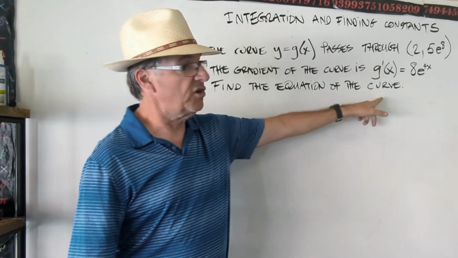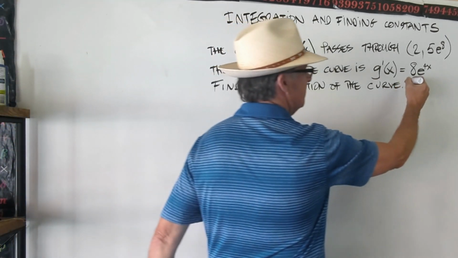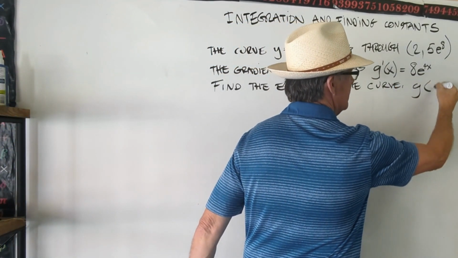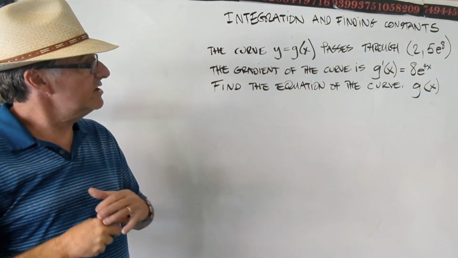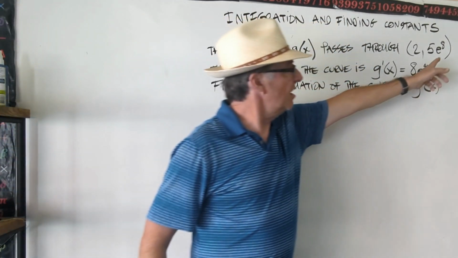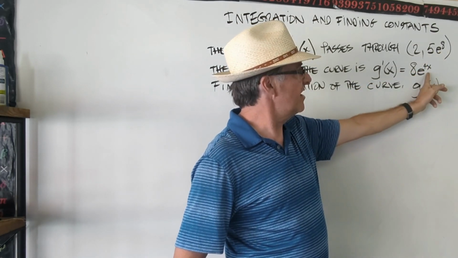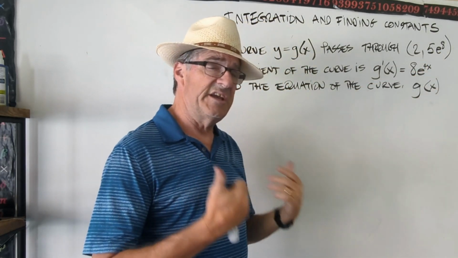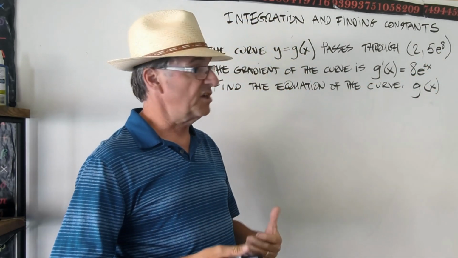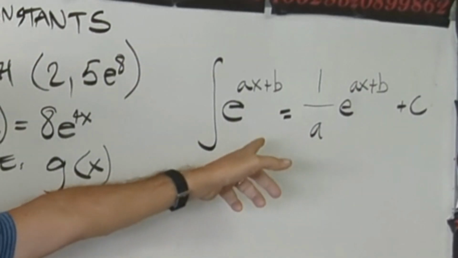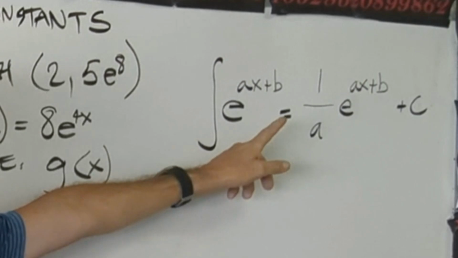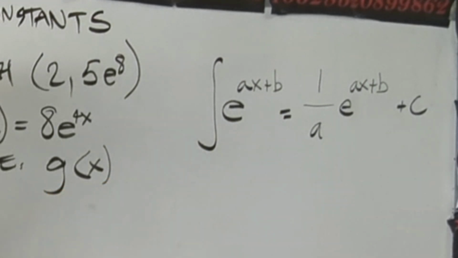Find the equation of the curve, which is really, they're just saying, find g of x, is what they're prompting us to do. And you'll probably notice that we've got an e in our y value here, we've got an e in our function. So we're going to be taking some integrals of functions with e in them. So I reproduced our e function rule right over here, so we'll use that in just a minute.